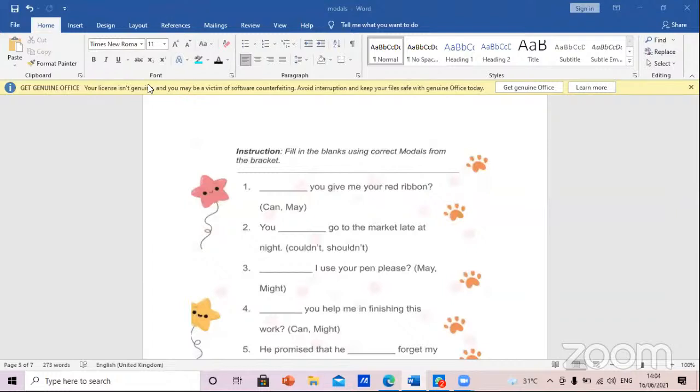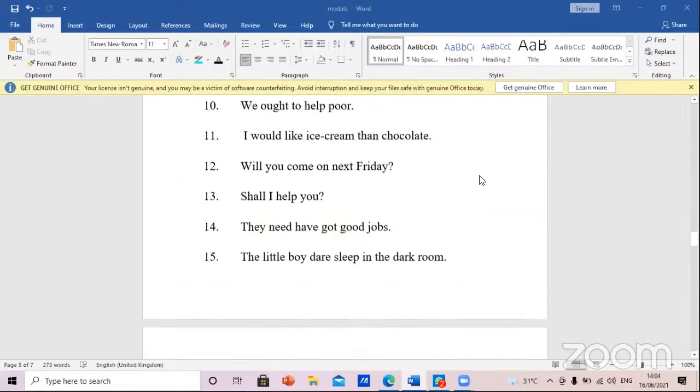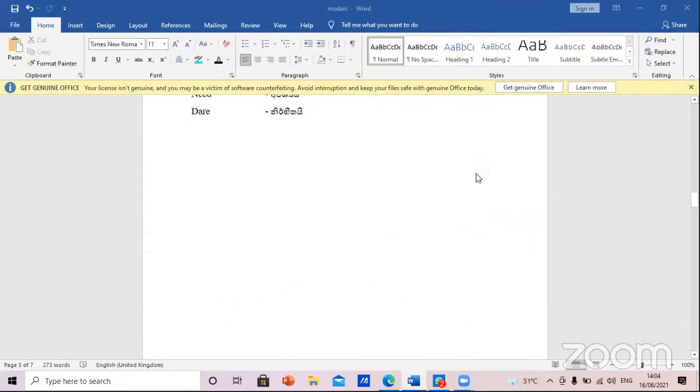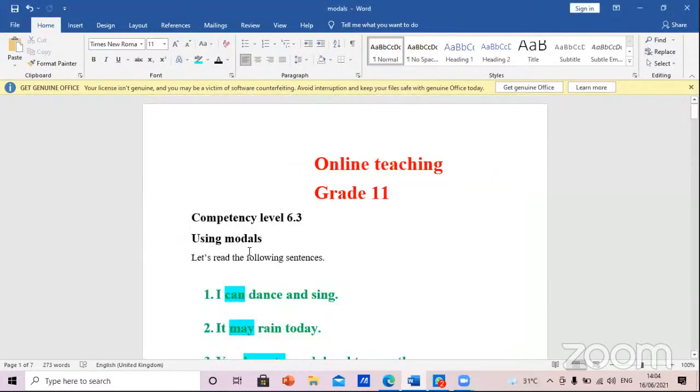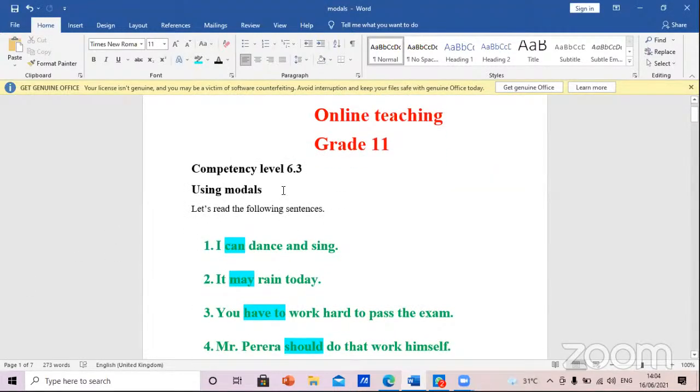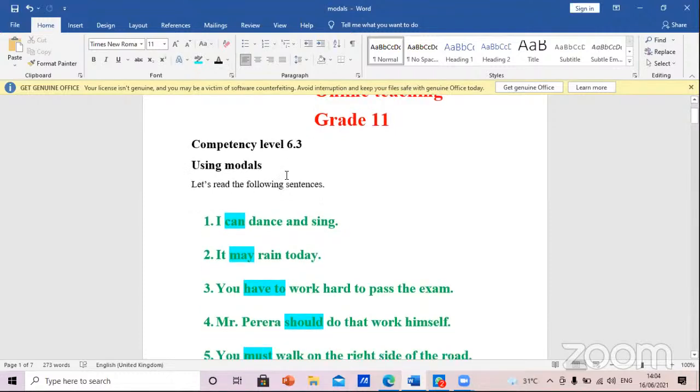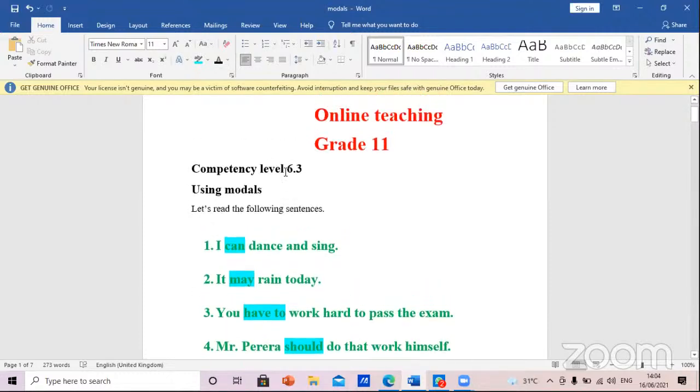Last week also we met, right? So let me introduce myself. I'm Miss Pamela from Joseph Vaz College, Venapur. And today we have a new lesson, that is Competence 11 6.3, using models. Sometimes you may have heard about models, sometimes you may not.